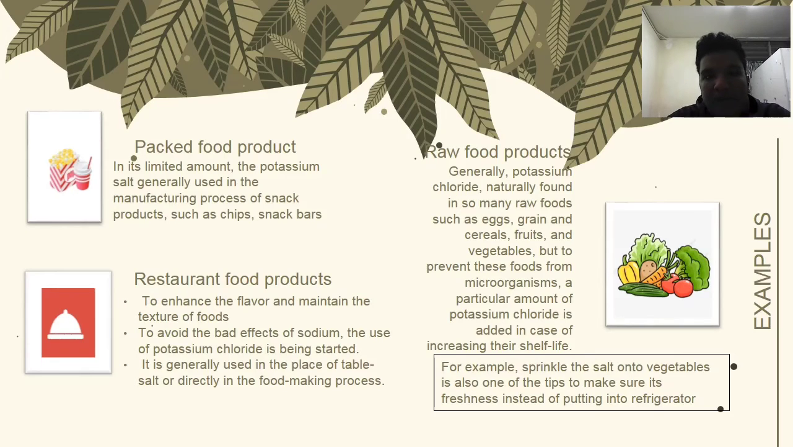So next is being used in raw food products. The reason potassium chloride is used in raw food products is in order to preserve the food longer.